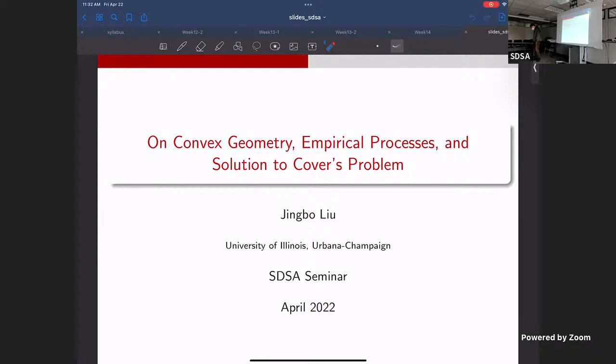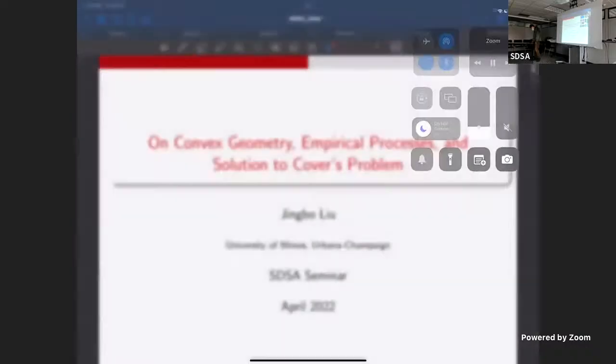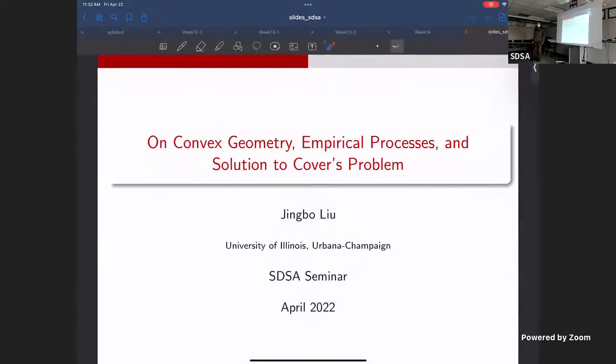This talk is about the story of how I solved a problem in information theory and how I picked up some knowledge about convex geometry and the empirical process during this journey.